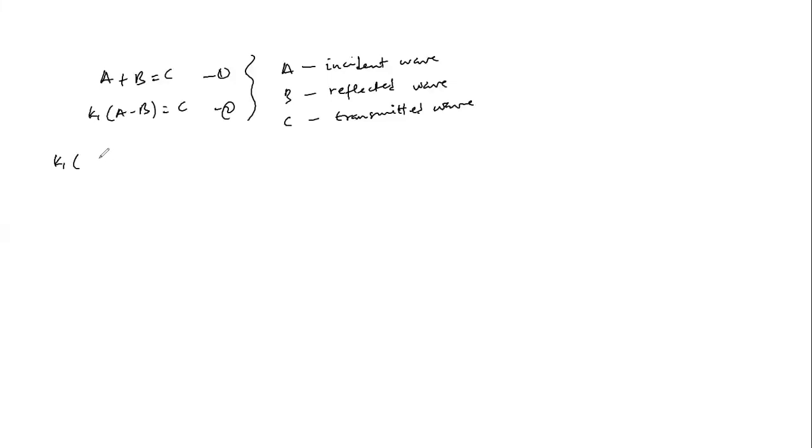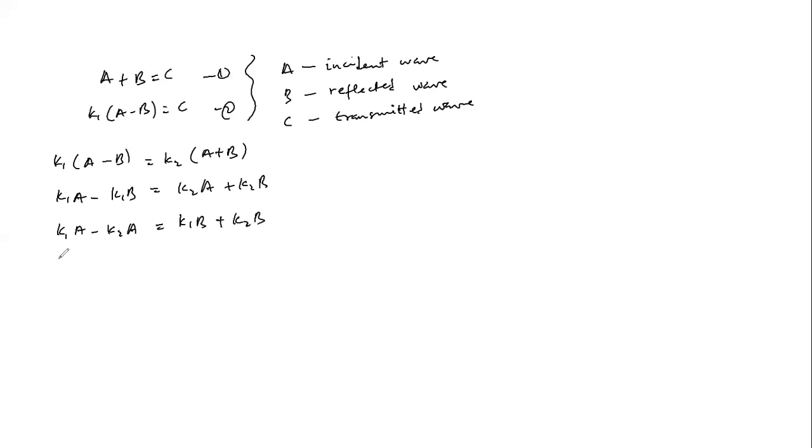k1 into bracket a minus b is equal to k2 into bracket a plus b. And this will give us k1 a minus k1 b equals k2 a plus k2 b. If we rearrange, k1 a minus k2 a equals k1 b plus k2 b. So we have a into bracket k1 minus k2, which is equal to b into k1 plus k2, such that b, which is the reflected wave over the incident wave a, is the same as k1 minus k2 over k1 plus k2.